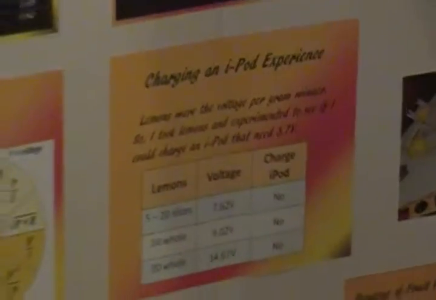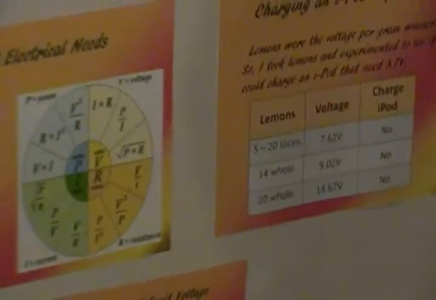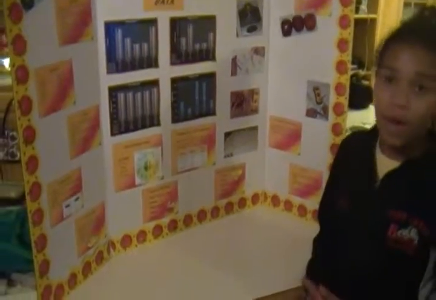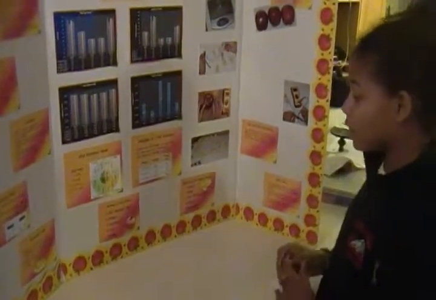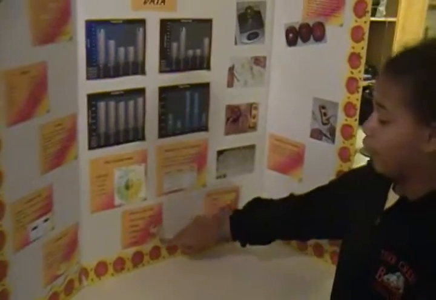The ranking of my fruit voltage. How many volts did your iPod need? My iPod needed 3.7 volts, and I had the right amount of volts. I just didn't have any amps, ohms, or watts. So you didn't have enough amps? I didn't have enough of the other things that are required in order to charge the iPod. And this is the ranking of my fruit voltage.